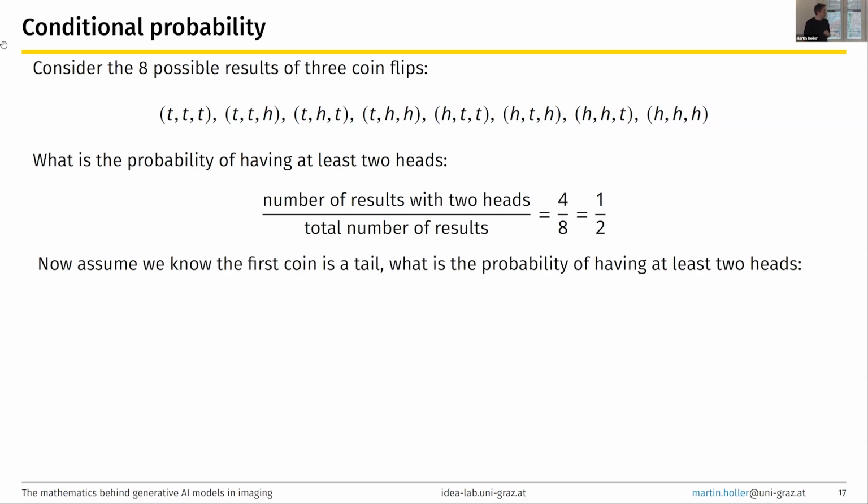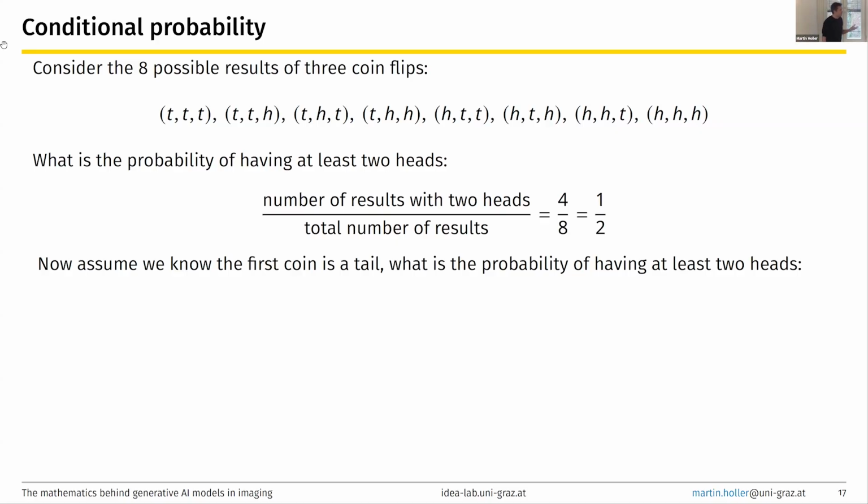So assume now we know that the first coin is a tail. What is then the probability of having 2 heads? So now we have some information. We know there was this experiment, and somebody told us, well, the first coin was actually a tail. And now you would like to know what is the probability of having at least 2 heads. And it's kind of clear that it changes, right? Because we know something.